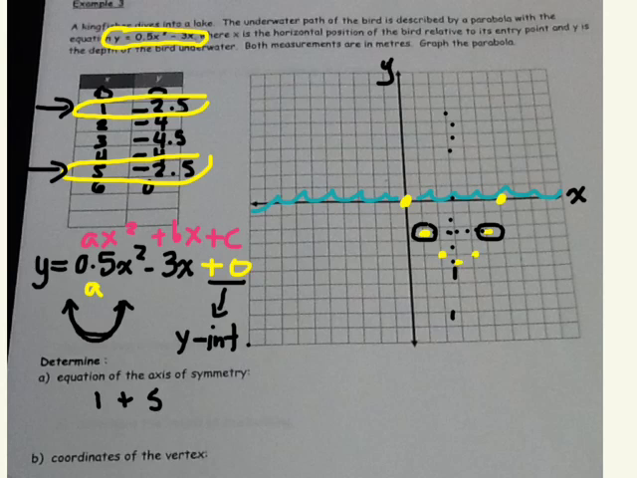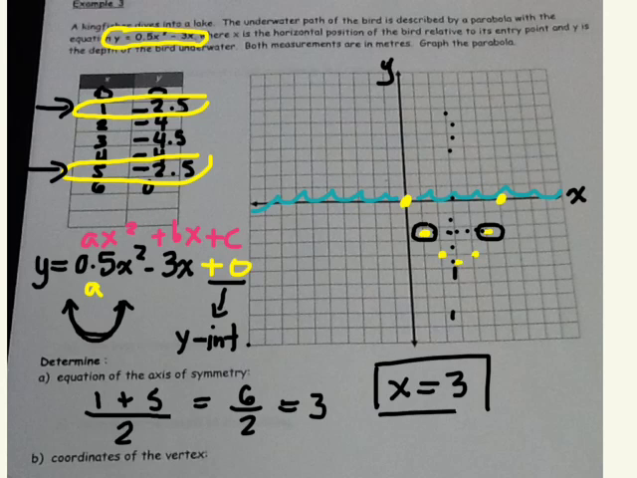How do you find midpoint? And then divide by 2. Good. 1 plus 5 divided by 2. So the axis of symmetry is x equals 3. This is your axis of symmetry. What does that mean? Here's 3. 1, 2, 3. The axis of symmetry is at 3.